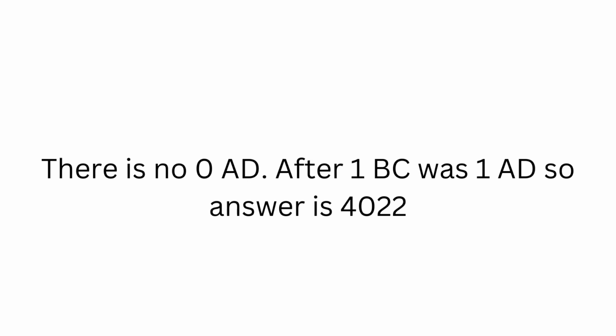But we will have to subtract 1 year, as we have already discussed, there was no year 0 AD, and after 1 BC there was directly 1 AD. So we will subtract 1 year, and thus the year 2000 BCE happened 4022 years ago from today, if we are today in 2023 CE.